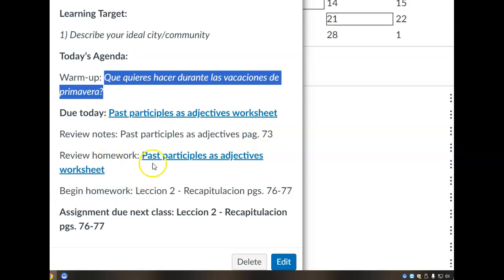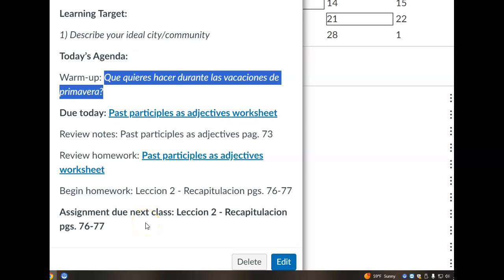Again, watch the video to review the homework, and then we'll begin your homework, which is an in-class assignment, the recapitulación, pages 76 and 77, 76 hasta 77. That is due next class.